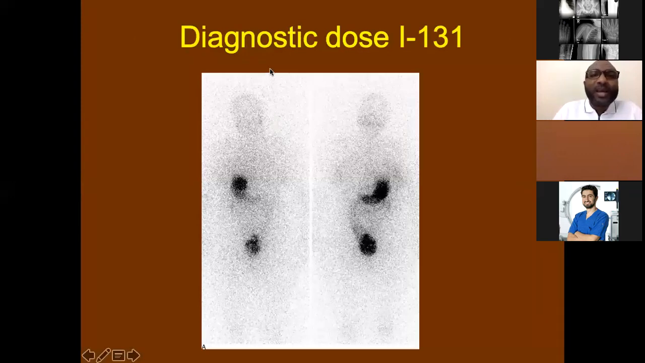Now, this is a patient who had thyroid cancer. He had a total thyroidectomy. He had ablation with radioiodine 131, and the whole body image is in anterior and posterior projection. This was acquired after 48 hours.